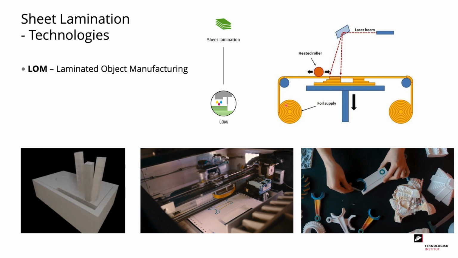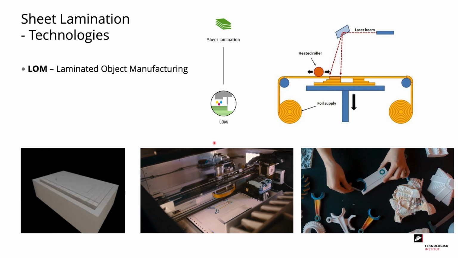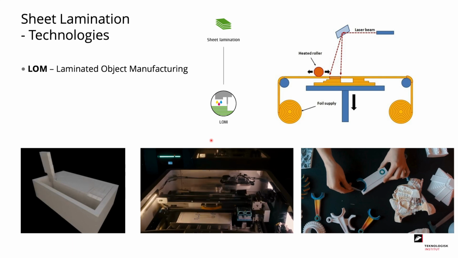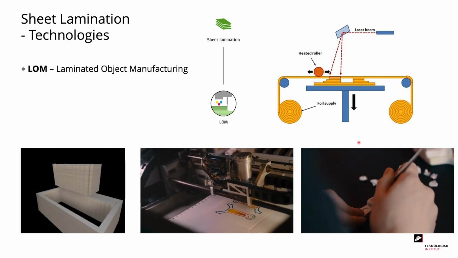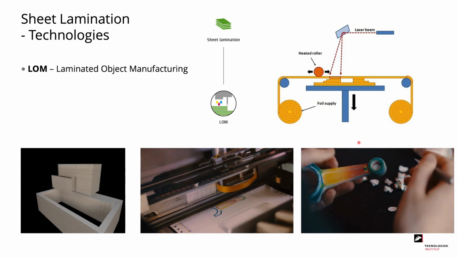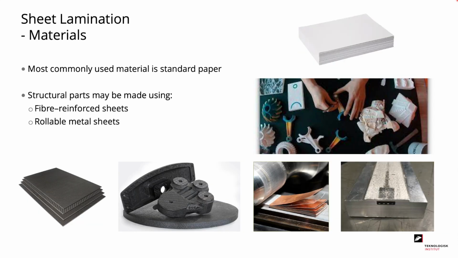The process is also possible to use for paper with color, and after having built up your paper part, there are some manual processing removing the layers that are not needed. The most commonly used material for sheet lamination is standard paper, but we can also produce structural parts by using fiber-reinforced sheets or rollable metal sheets.